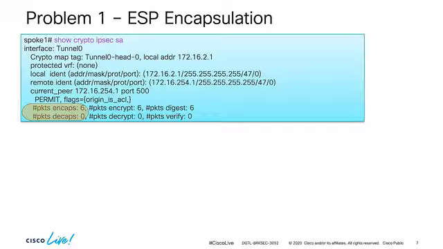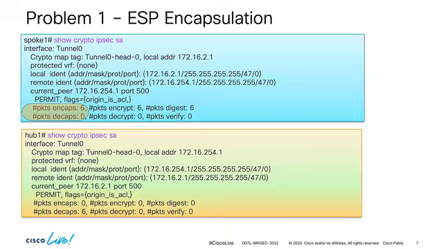So basically, it looks like spoke 1 is encrypting the packets and sending them across to the hub, but the spoke is not getting any responses from the hub. So if we go back and look at hub 1, which says show crypto IPsec SA on hub 1, what is very interesting is we are seeing these 6 packets.